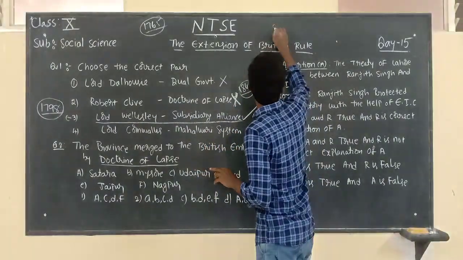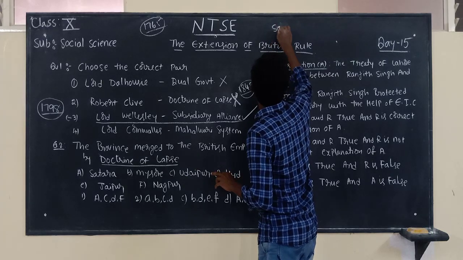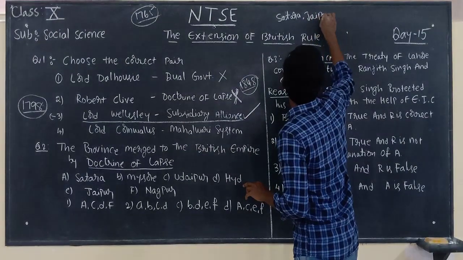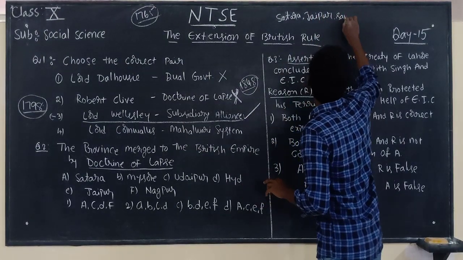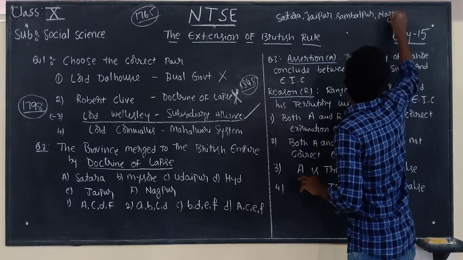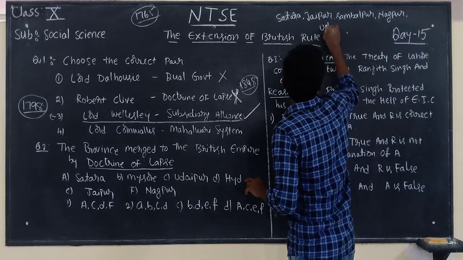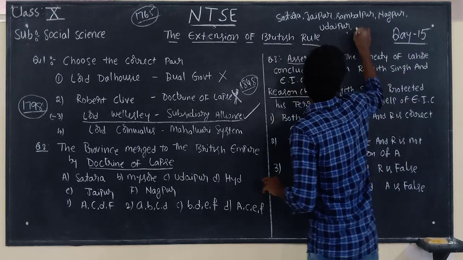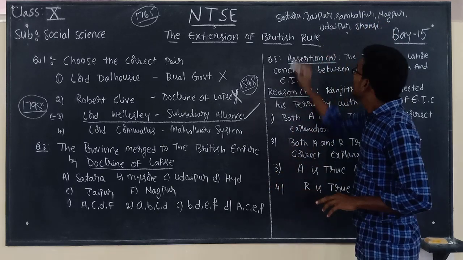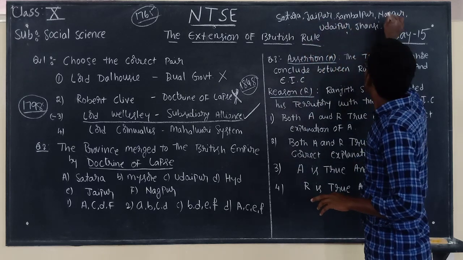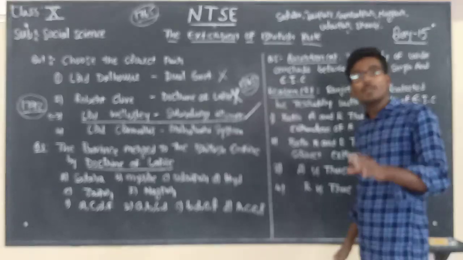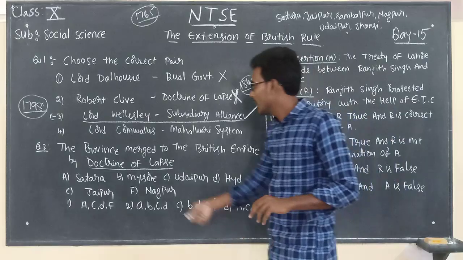What are the places I told? The places I told you: Satara, Jaipur, Sambalpur, Nagpur, Udaipur, Jhansi. Listen: Satara, Jaipur, Sambalpur, Nagpur, Udaipur and Jhansi. These are the places integrated into the British territory by following the doctrine of lapse.